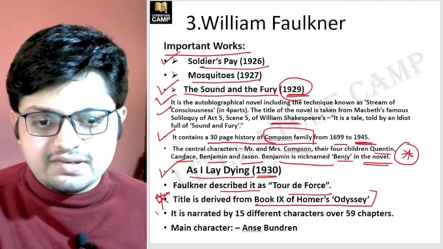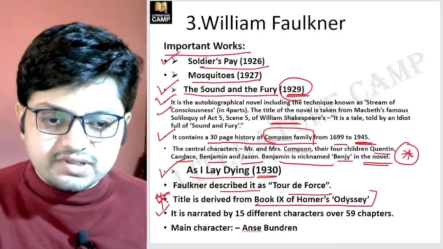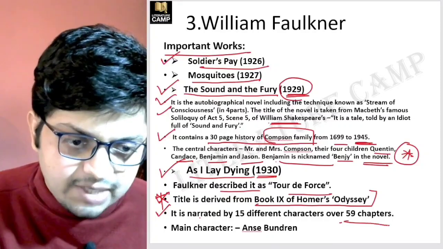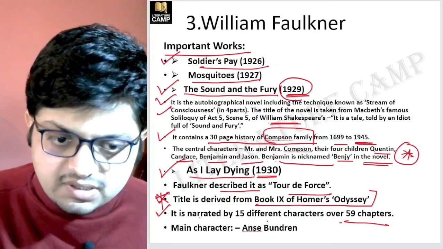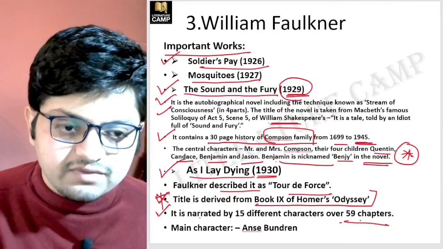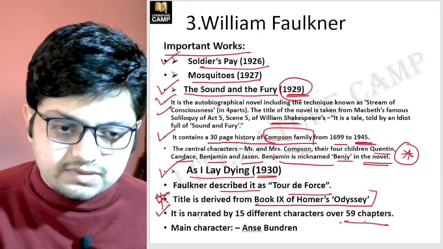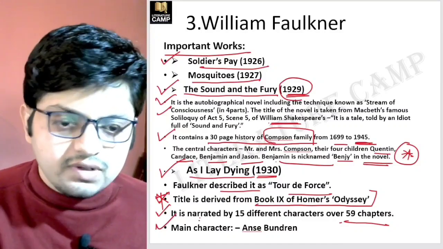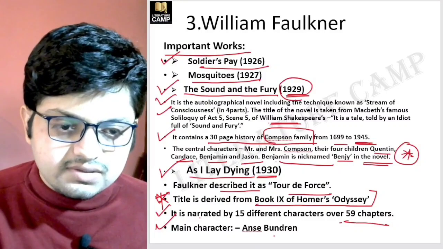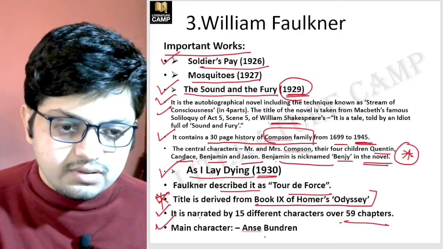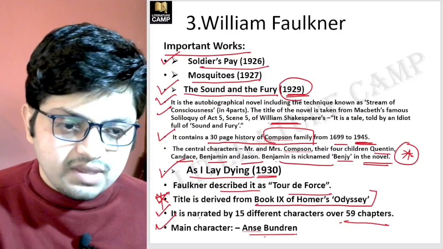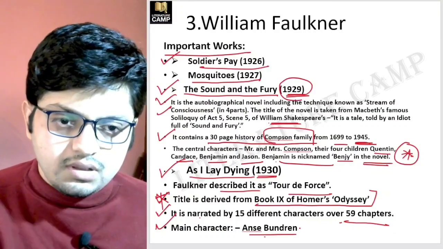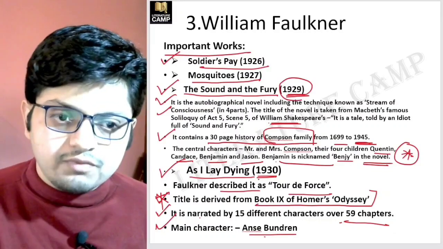Next information: it is narrated by 15 different characters over 59 chapters. The main character in this novel is Hans Van Dren. I hope you have written all the points.